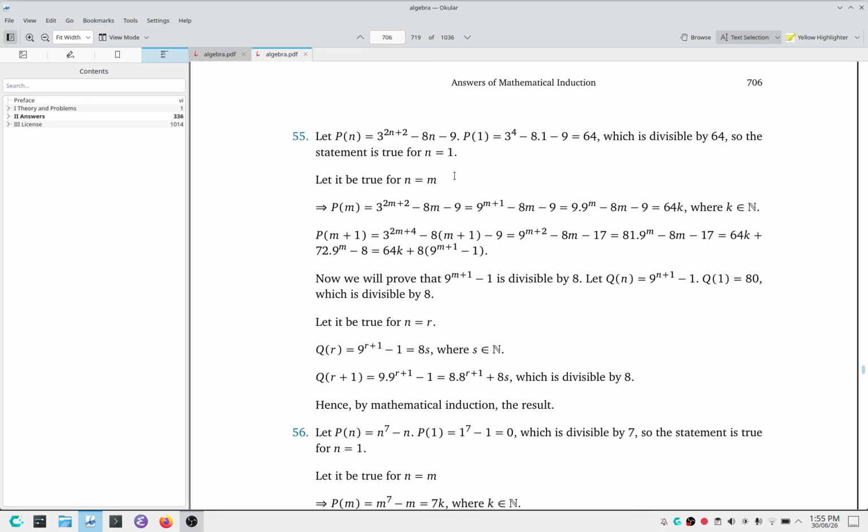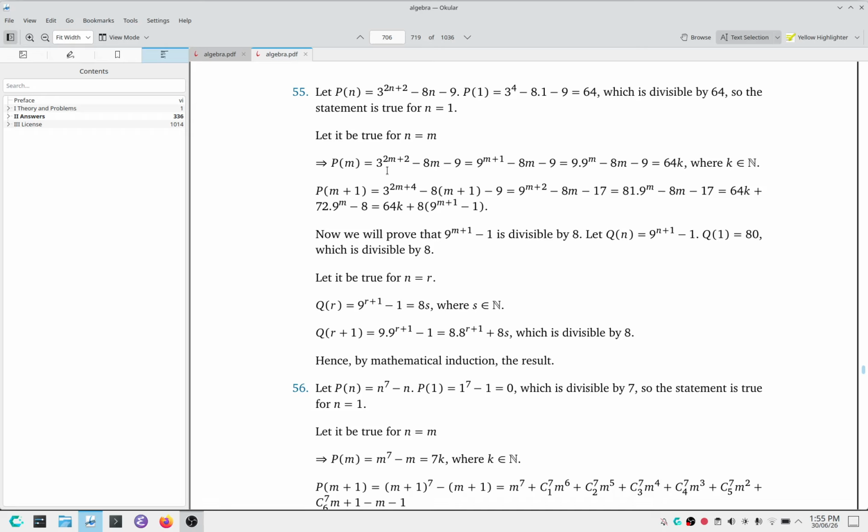We let it be true for n is equal to m. So we have 3 raised to the power 2m plus 2 minus 8m minus 9, that is 9 raised to the power m plus 1 minus 8m minus 9. That is equivalent to 9 into 9 to the power m minus 8m minus 9 is equal to 64k, where k will be in the set of natural numbers. Now we compute Pm plus 1.